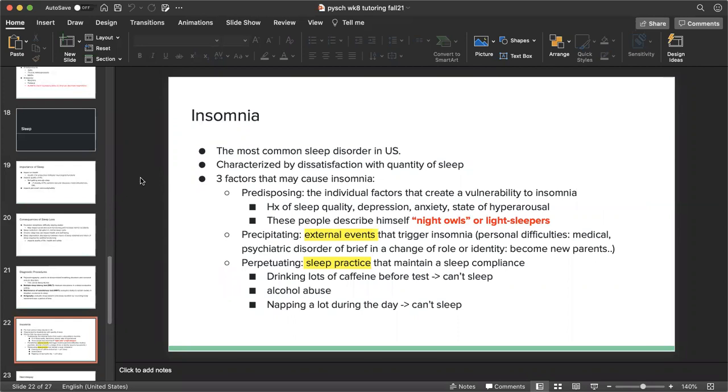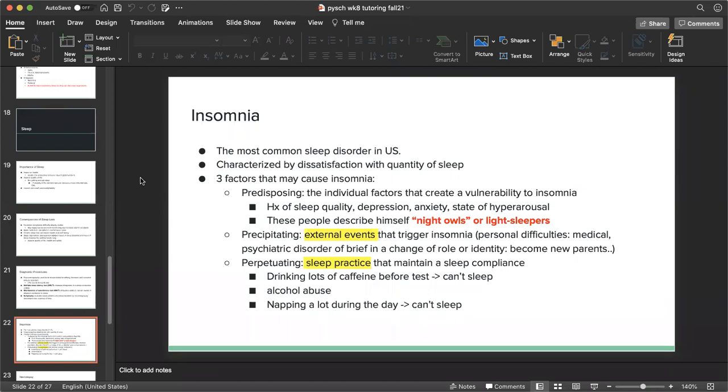So insomnia is the most common sleep disorder in the US, and it's characterized by dissatisfaction with quantity of sleep. Three factors that may cause insomnia: predisposing, precipitating, and perpetuating. Predisposing are the individual factors that create a vulnerability to insomnia. So their history of sleep quality, do they have depression? Do they have anxiety? And are they in a state of hyperarousal?